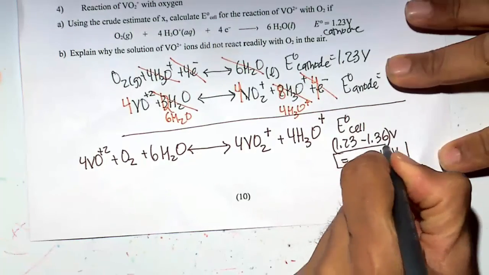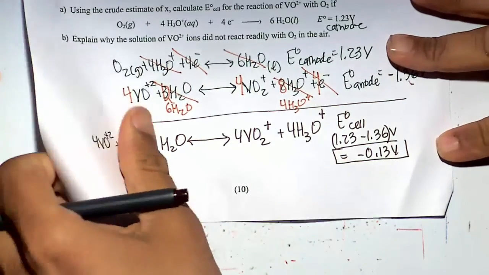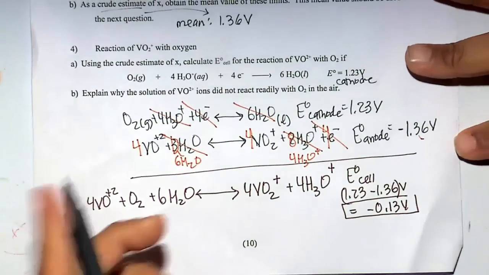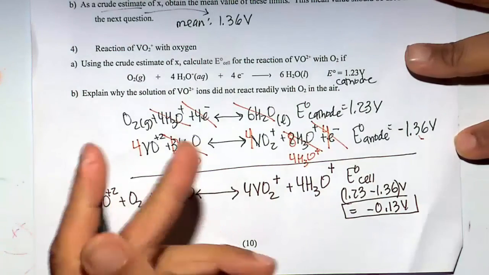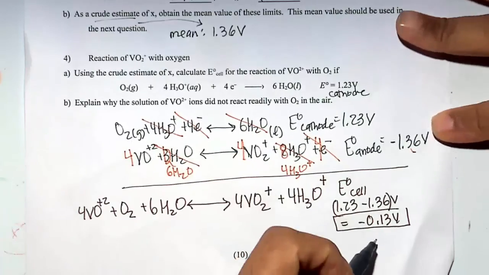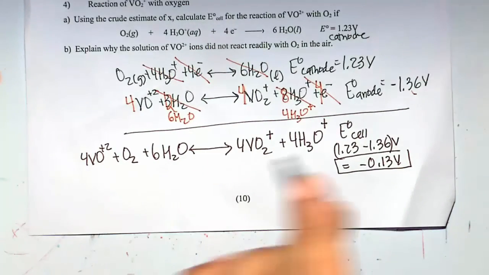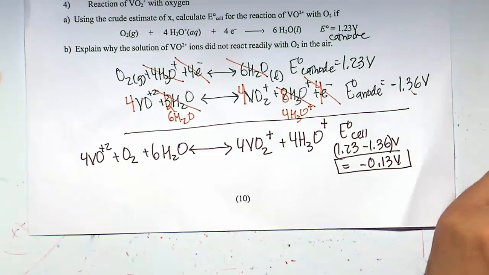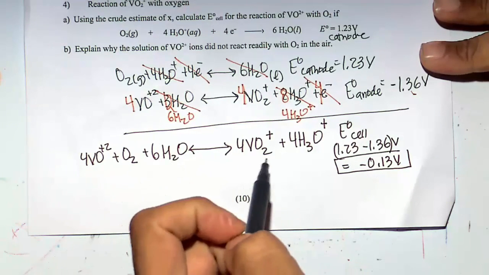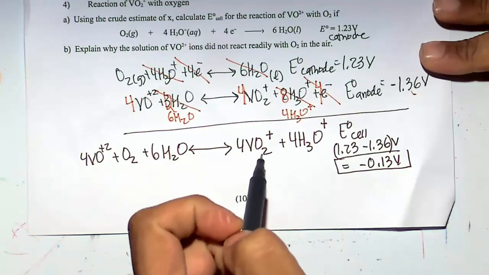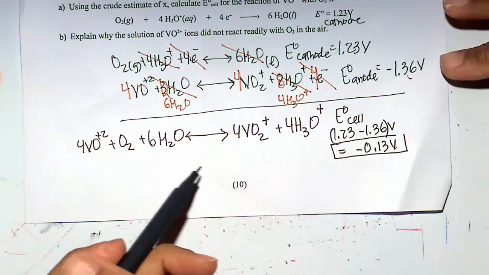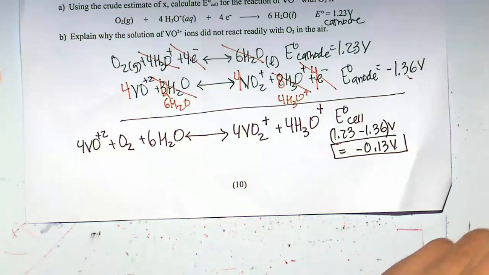So that probably explains why it won't react with air, because this VO plus 2 does not have the oomph, does not have the power to reduce O2 to water. So the negative voltage for this electrochemical cell means that this reaction cannot occur, and VO plus 2 cannot react with oxygen to give you acid and VO2 plus. Why? Because the negative voltage tells us that this reaction does not favor the product side of the equation.